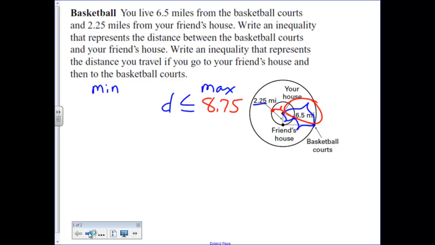Now, we can't just leave it as less than or equal to 8.75 miles. I have to have a low side on there, because if I didn't, then this would suggest that I could have negative distances or a distance of 0, which we know is not possible. And that is why we have to show this as a compound inequality, where we have a minimum and maximum distance. So that's just from your friend's house to the basketball courts.